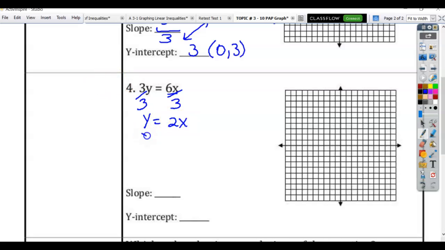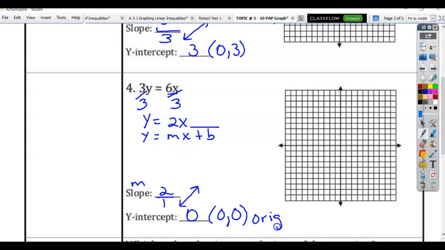Okay, all right, so I've got y equals mx plus b. My m, my slope, is 2, so I'm going to make it 2 over 1. And that's going to be in a positive direction. My b, there's nothing here, so my b is 0. The point I want to graph is 0, 0. That's my origin. Okay, so I'm going to come over here, go to your y. Here's 0, 0.